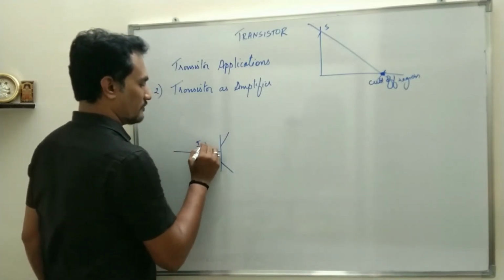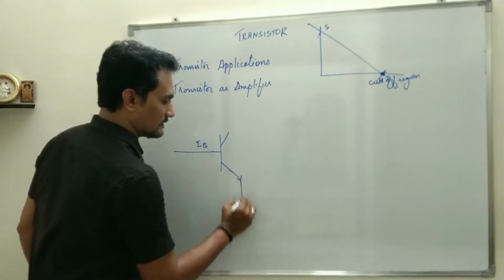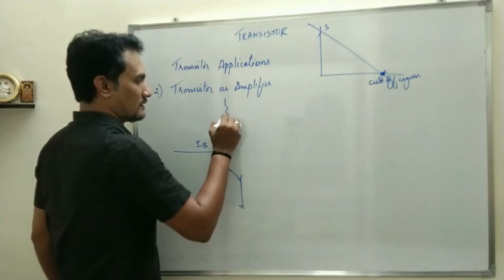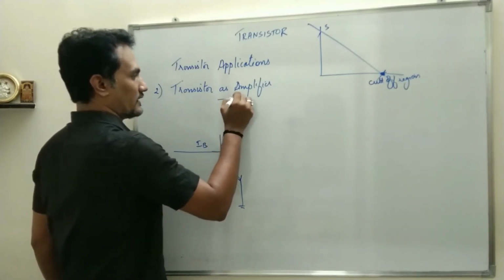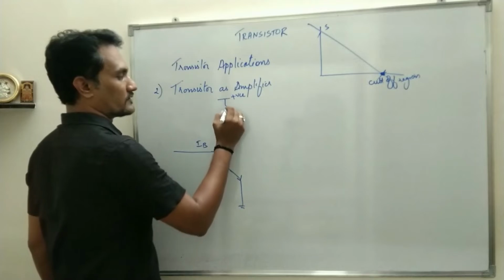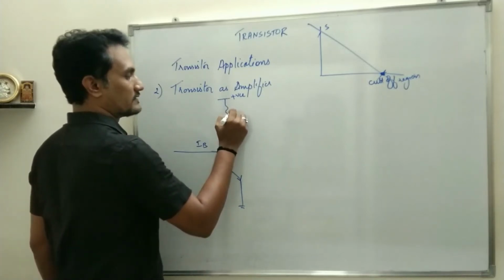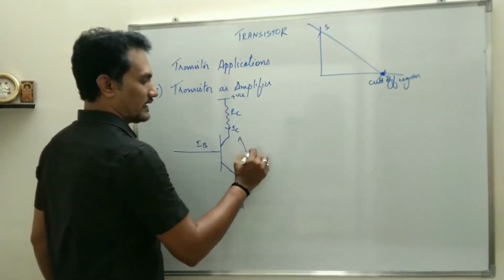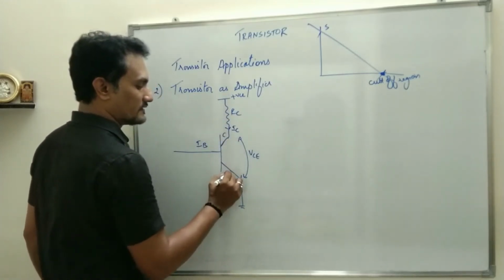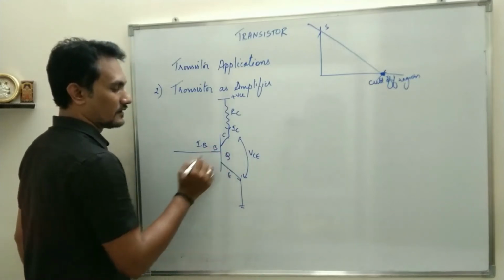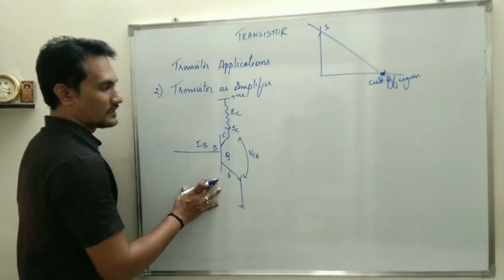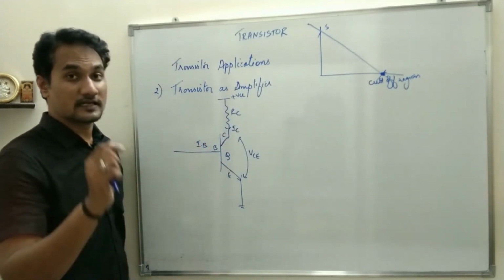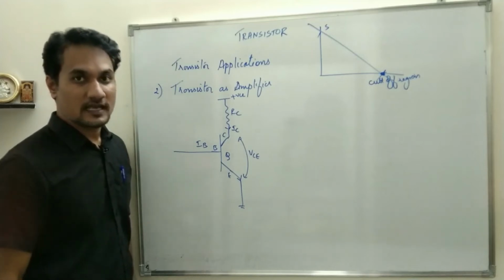Input is applied to the base, the emitter is grounded, and the collector should be connected to the positive supply. This is the collector current IC, collector resistance RC, this is the collector to emitter voltage VCE, and this is your base. So this is the circuit diagram for transistor as amplifier. Amplifier means it will increase the strength of the signal at the output.